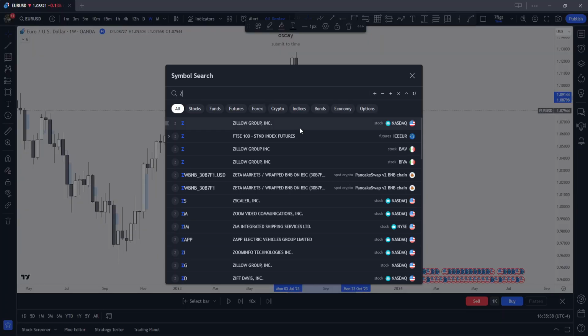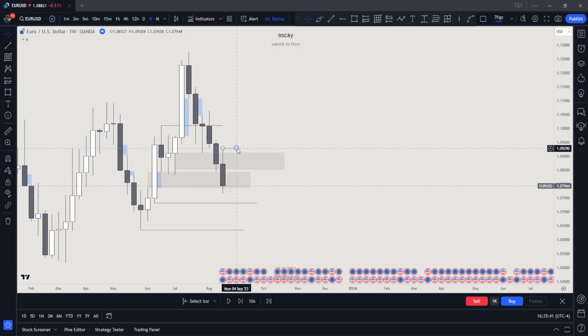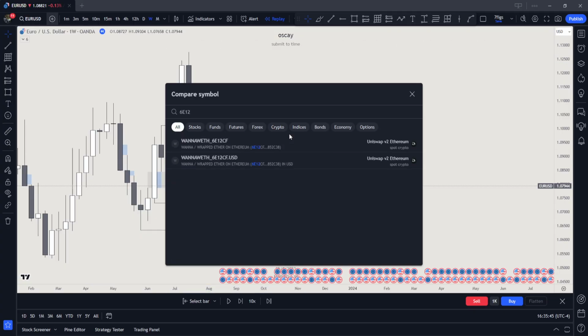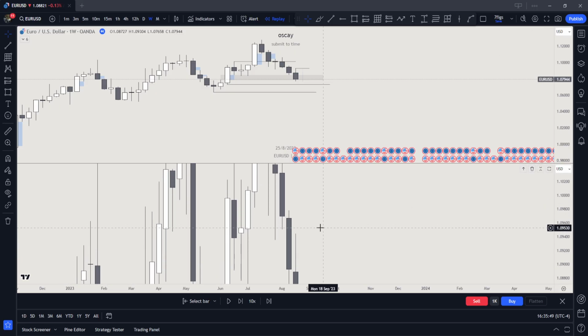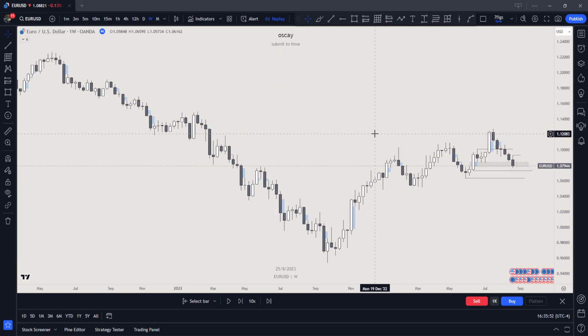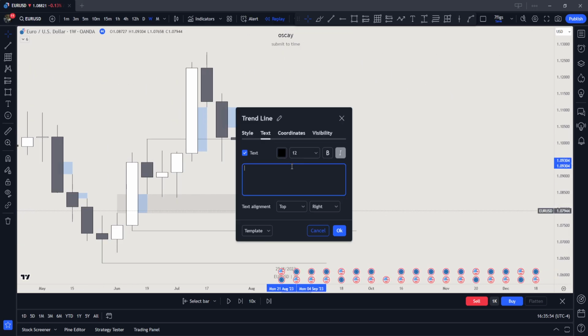I think I remember this price action. Look at this. We're going to Euro futures to check if there's a fair value gap. And is there a fair value gap? Yes, there is right here. But there isn't on this pair.